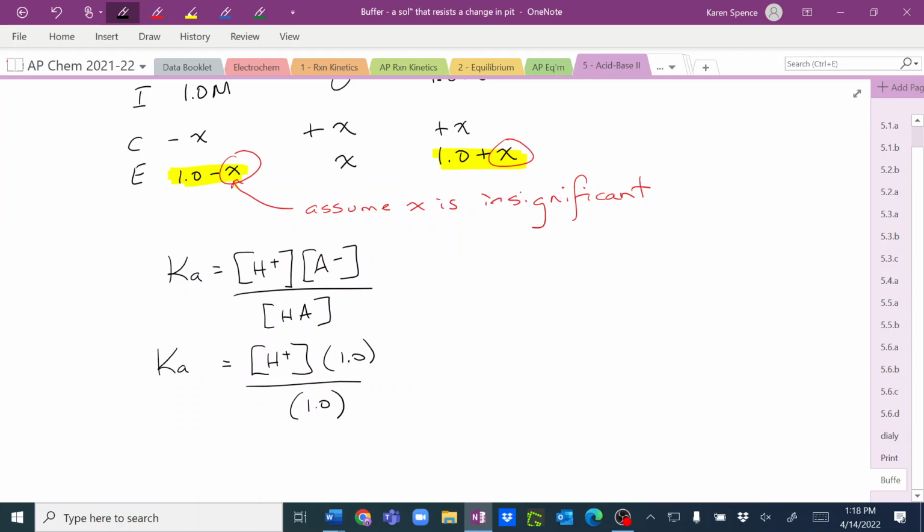Yes? Okay. But if you use the Henderson-Hasselbalch, you do not need to show a RICE table. If you use this, you need to show a RICE table. Yeah? Okay.